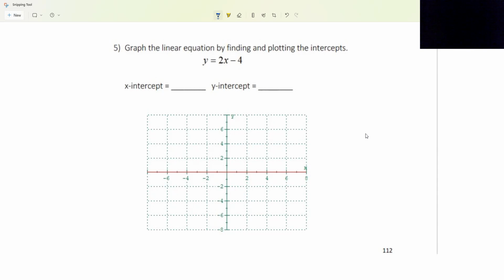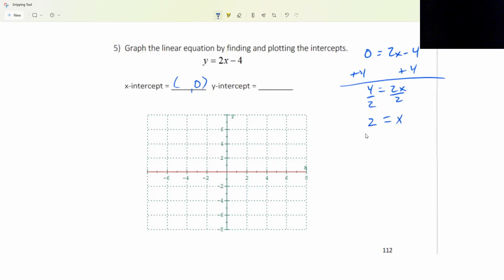What I'm going to do is pick 0 for y. When I do that, I get 0 is equal to 2x minus 4. So let's add 4 to both sides. It's going to be 2x. Let's divide by 2, and we get x is equal to 2. So that's one. And then for the y-intercept, I'm going to use 0 for x. That's easy, 2 times 0 is 0, so I'm just going to end up with negative 4.